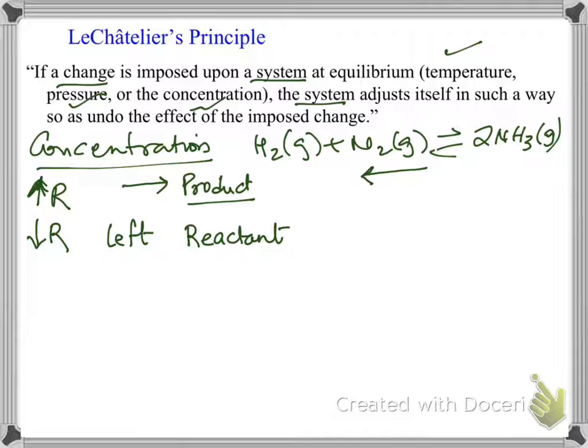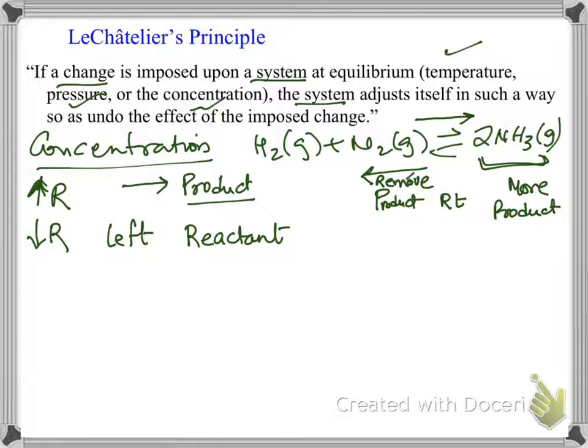The same thing with product. Let's say I remove the product. Now what does the system want to do? It wants to make it. So the reaction will shift to the right. That means it will make more product.